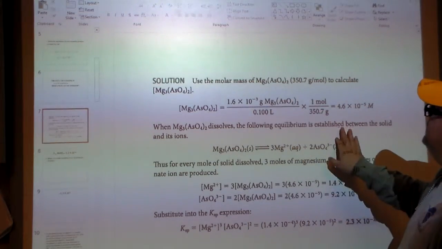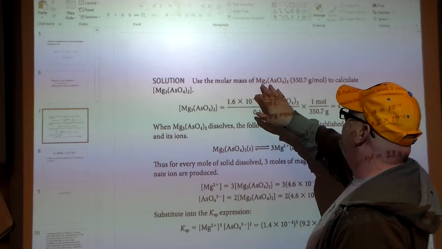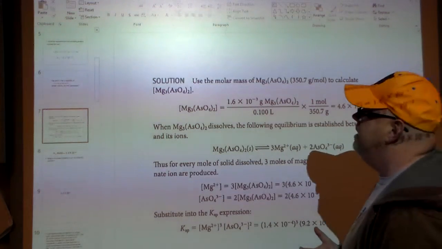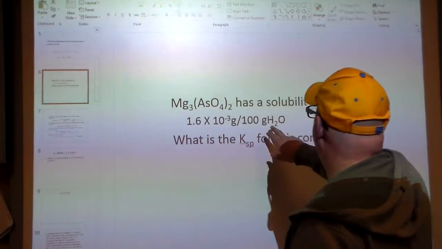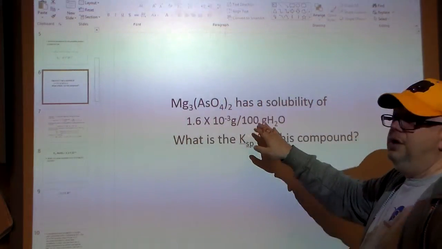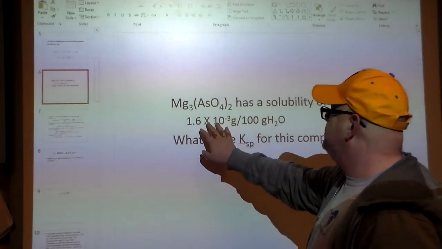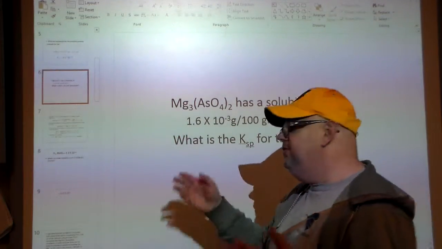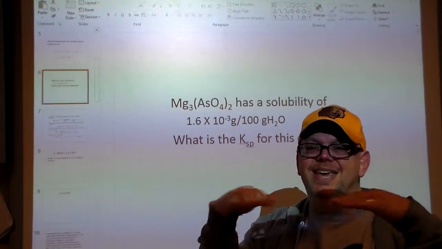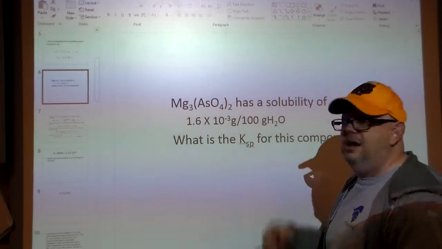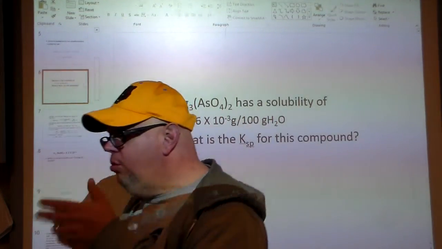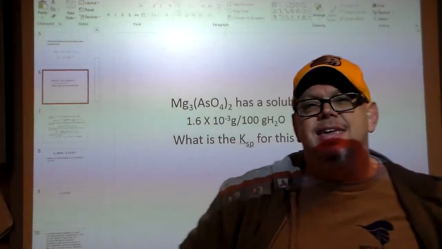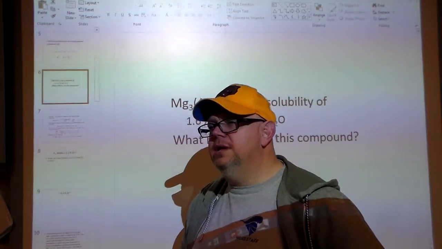So, in this case here, let's go ahead and look at it. We can use the molar mass of magnesium arsenate to calculate the concentration, because they gave us the grams for every 100 grams of water. Now, for the grams, we can change that easily to moles. That wouldn't be that hard, because you figure out the grams to moles. Basic chemistry. Now, what about that 100 grams of water? How in the world do we change that into a volume? That's where that density thing comes in.